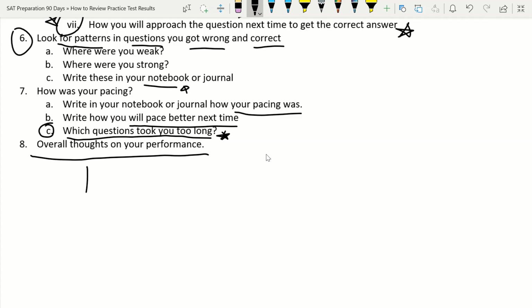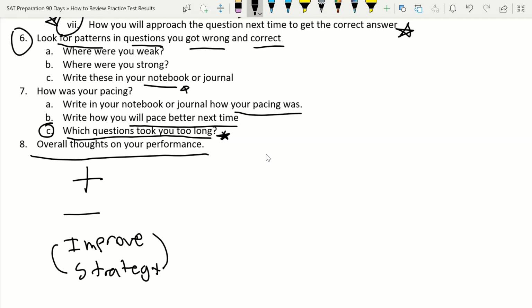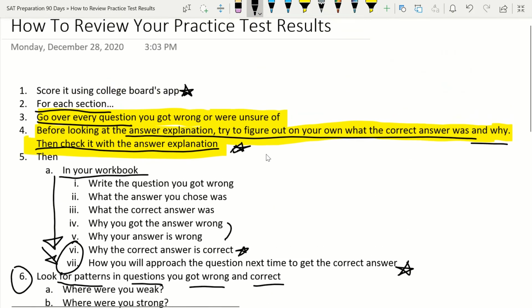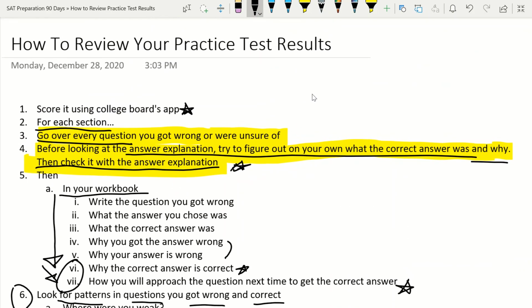Right, you're going to want to say positives, so what you did good. You're going to want to say negatives, what you did bad, and then you're going to want to say what you're going to do next time. So what you're going to do to improve, and then what you're going to do different strategy-wise. Right, so what are you going to do to improve your chances at scoring higher next time, and what are you going to change strategy-wise next time? So those two are kind of the same there. So that's really going to be what you're going to do for each section. So that's the writing section, the reading section, math no calculator, and math with calculator.